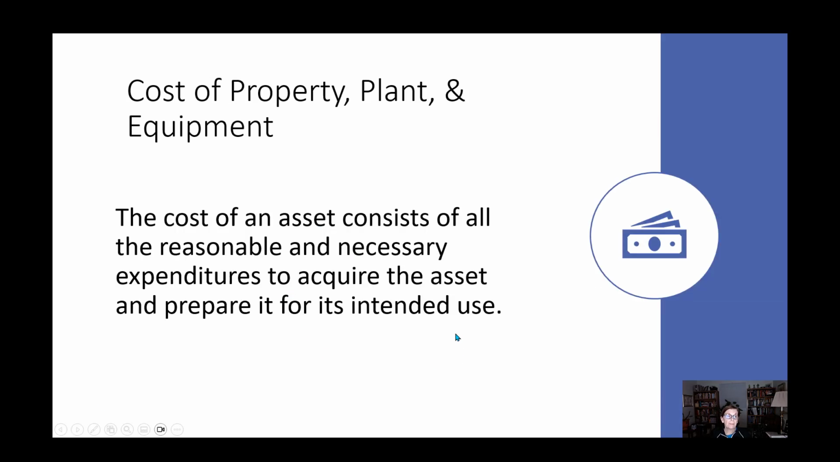The cost of property, plant, and equipment includes all of the expenditures that are needed to acquire the asset and prepare it for its intended use. So everything that you need to buy the asset and get it ready. Let's look at some examples.